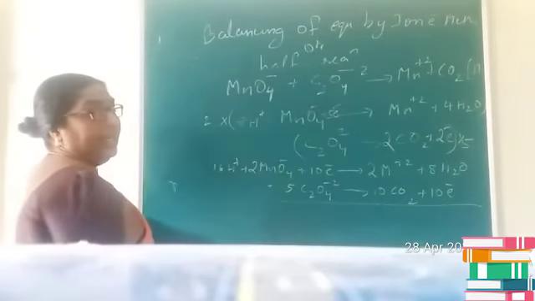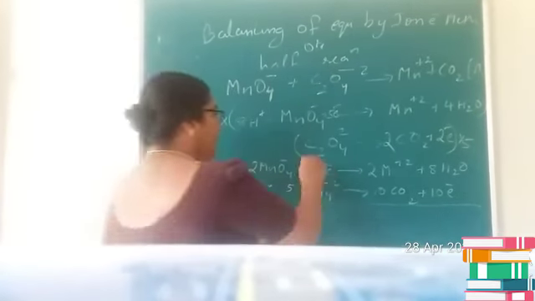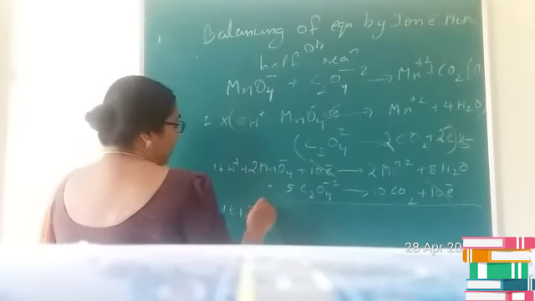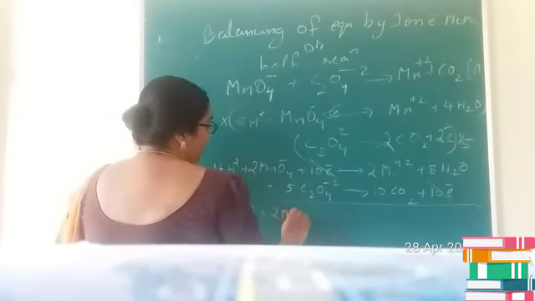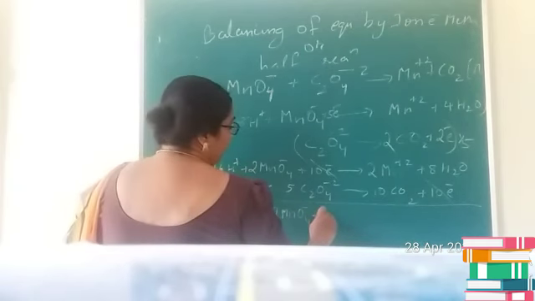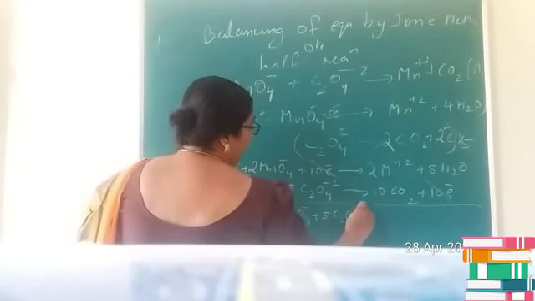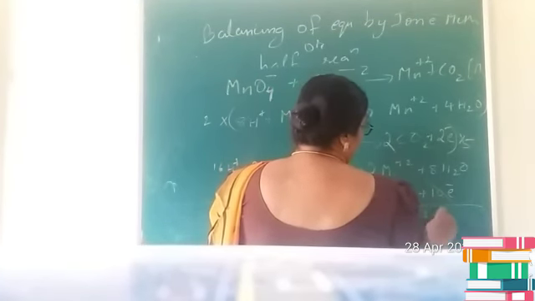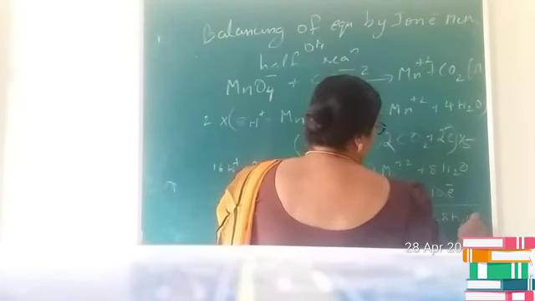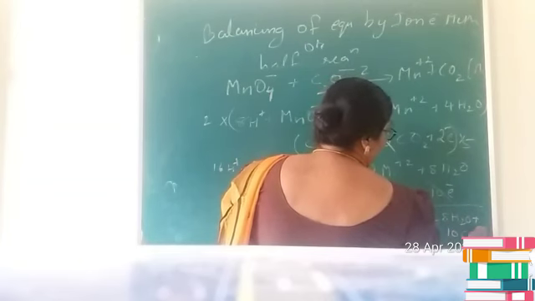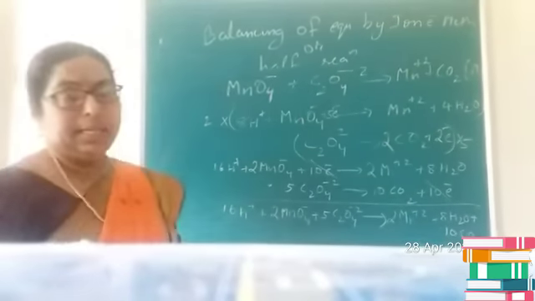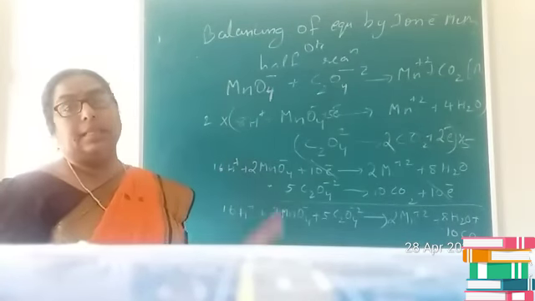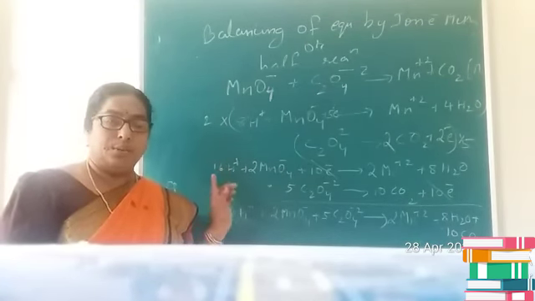Now let us cancel the like terms and add the equations. So you cancel it and the equation becomes 16H plus 2 MnO4 minus plus 5 C2O4 2 minus will give you 2 Mn 2 plus plus 8 H2O plus 10 CO2. Is it clear children? How to balance the equation by the half reaction method in acidic medium?